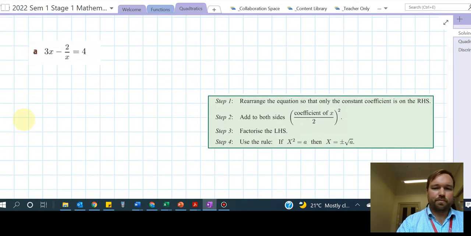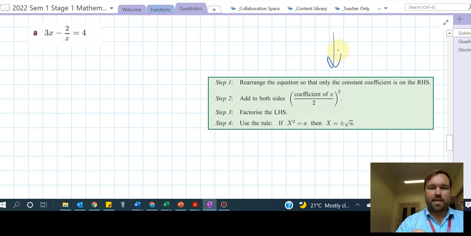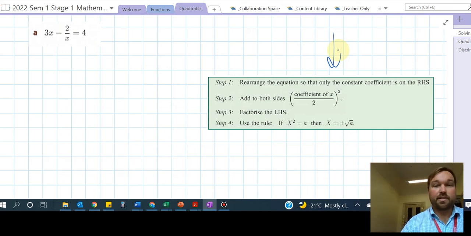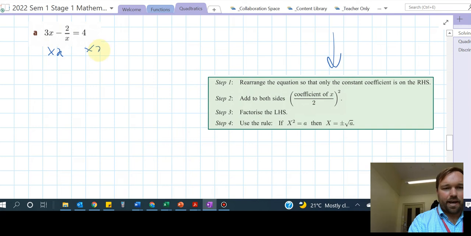Alright, last example. I've included the relevant part of the textbook, if you want, but you don't have to write that down. Alright, last example. Please do copy this. We don't like the fraction, so we ditch the fraction by multiplying both sides by x, giving us 3x squared minus 2 equals 4x.